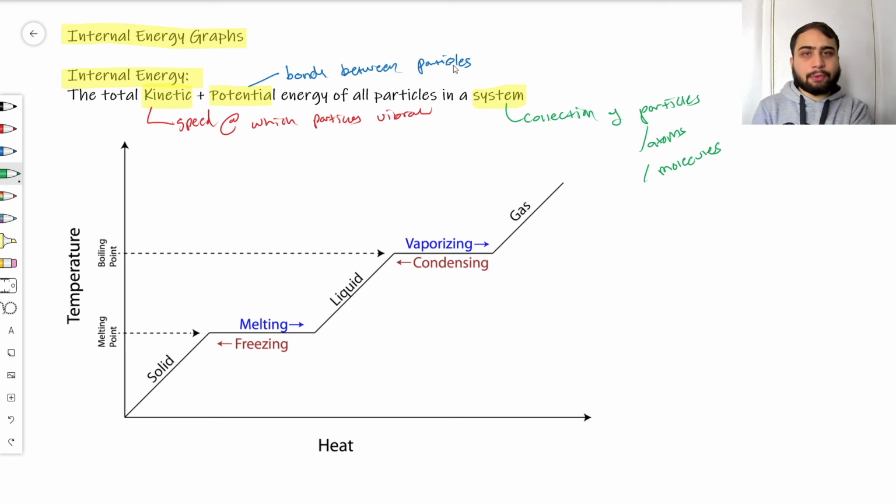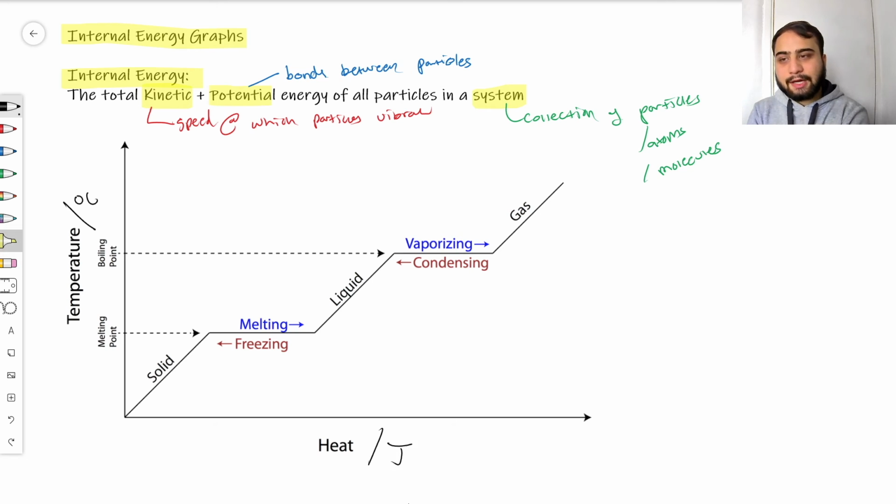Now I have here below an internal energy graph. I know it has a lot on it and it seems kind of complicated, but I'm going to break it down as always. Now on our y-axis we have temperature, which is usually measured in degrees Celsius, and on the x-axis I have heat here. But heat is nothing but energy being supplied into it, and so that's usually measured in joules. Okay, so we really have degrees Celsius against joules.